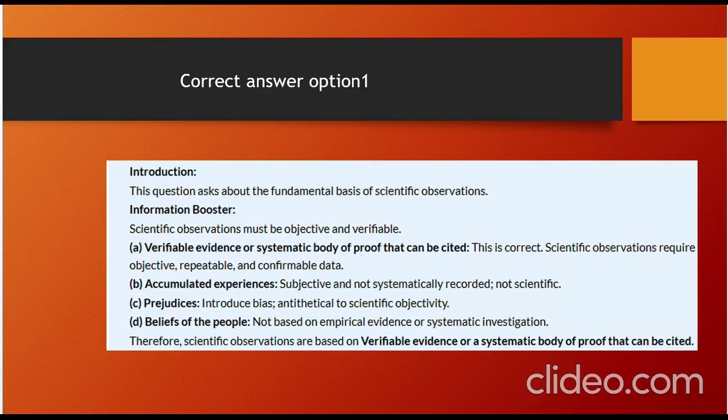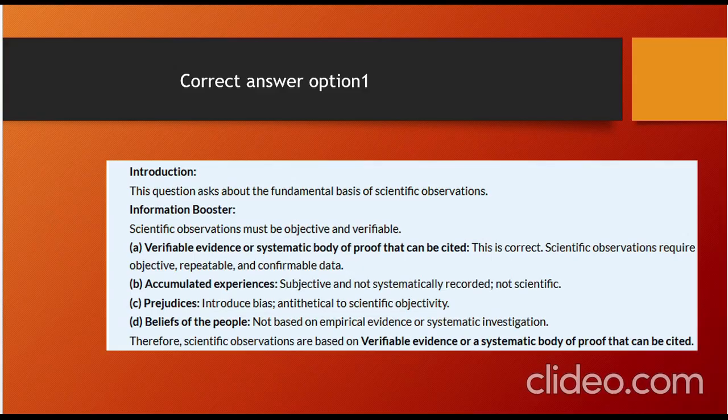Next is accumulated experiences, subjective and not systematically recorded, not scientific. Prejudices involve bias, that is antithetical to scientific objectivity. Beliefs of people, not based on empirical evidence or systematic investigation. Therefore, scientific observations are based on verifiable evidence or systematic body of proof that can be cited. So, the answer is option 1.